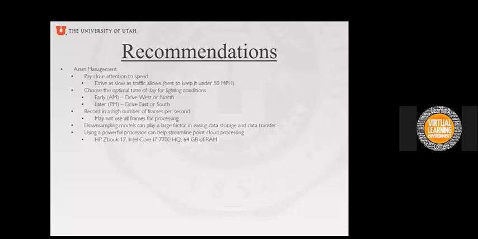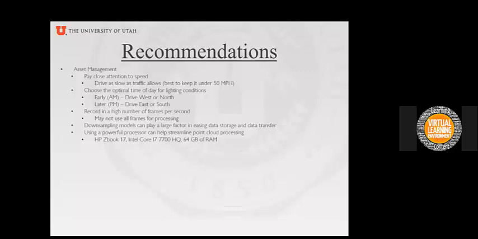So for our data collections, we used 2.7K resolution at about 120 frames per second for all of our data collections. But for most of our models, we only use around 50 to 90 frames per second. So we just wanted to make sure we had as much data as possible, even if we didn't need to use it all.